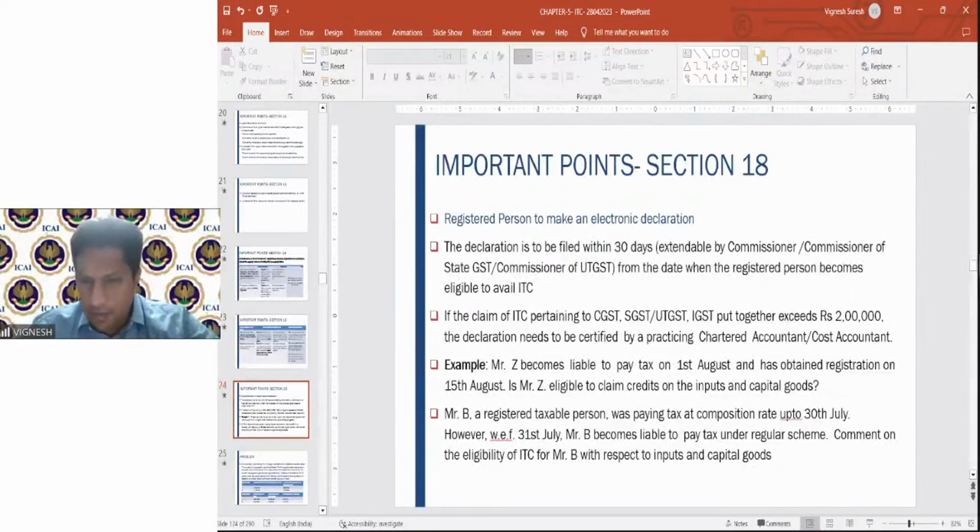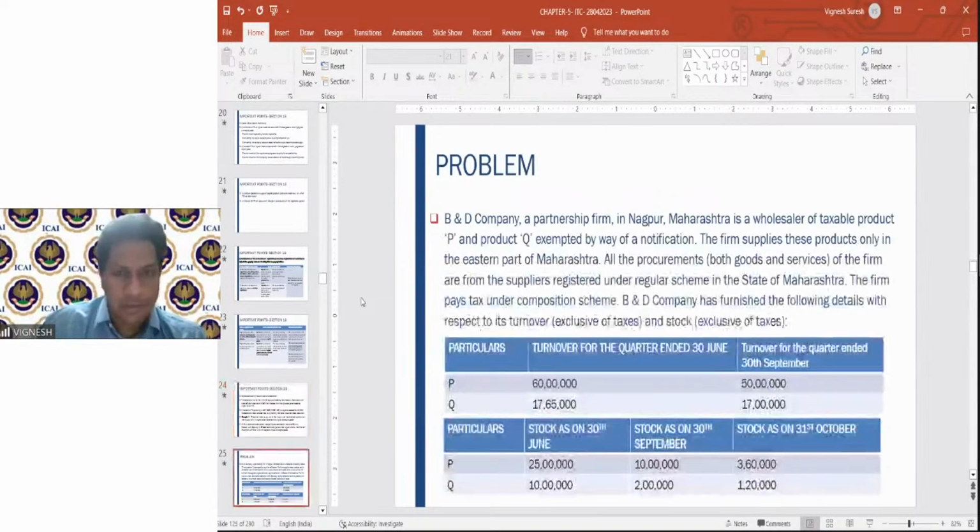Any further answers? On both it is allowed. As I told you, it's composition scheme to regular scheme. In that particular situation, the law gives for both, subject to the rules of reducing 5% per quarter.